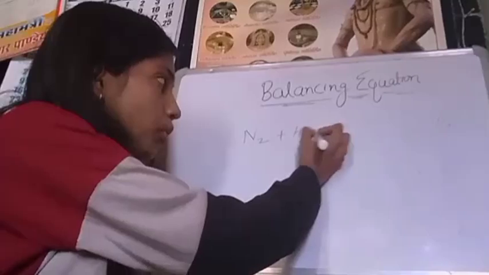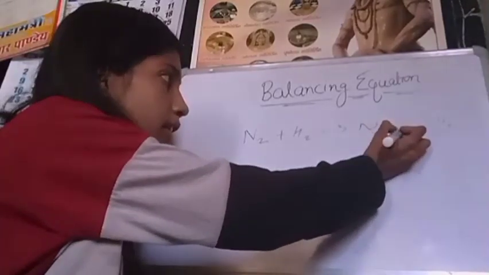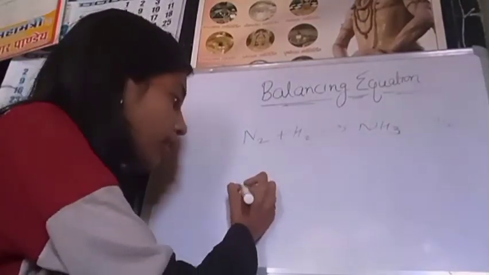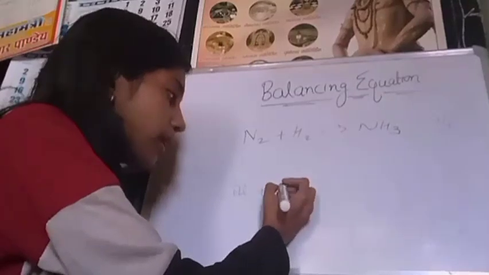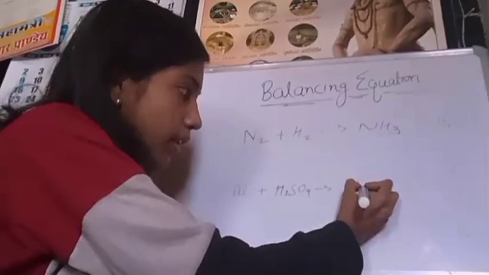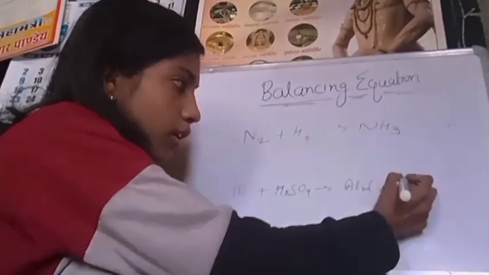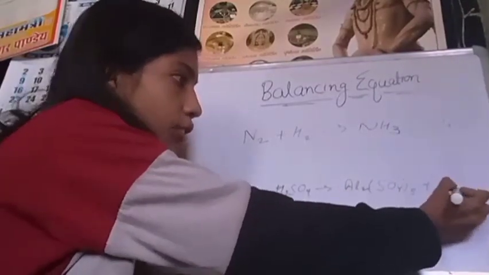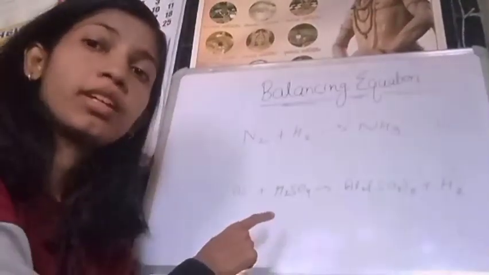N2 plus H2 gives NH3. Al plus H2SO4 gives Al2(SO4)3 plus H2. So this is homework. You should balance these equations and write them down in the comment section.